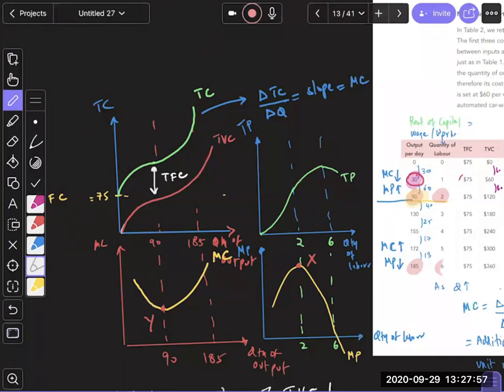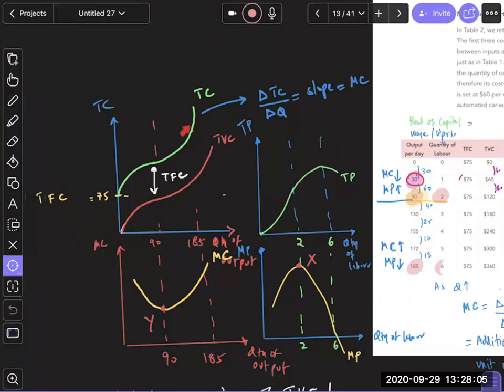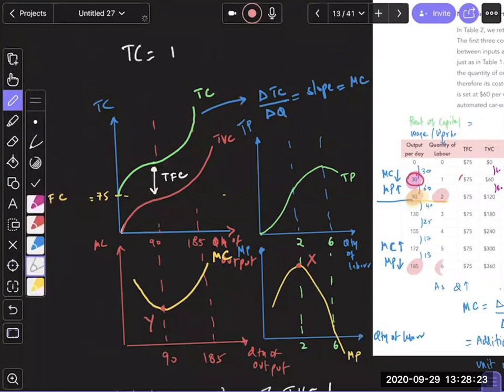So in other words, if somebody asks you, what's the slope of TVC? The answer will be MC. Why? Because TC and TVC are the same thing except for the fixed cost missing. Do we agree with this? Does that make sense, guys? So total variable cost and total cost have the same shape, barring the $75 missing, which is the fixed cost, because total cost is equal to total variable cost plus total fixed cost. So variable cost plus fixed cost is your total cost.